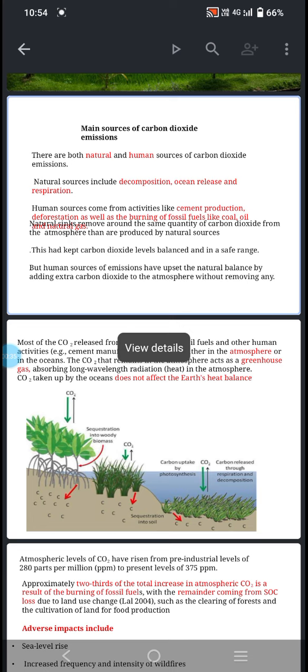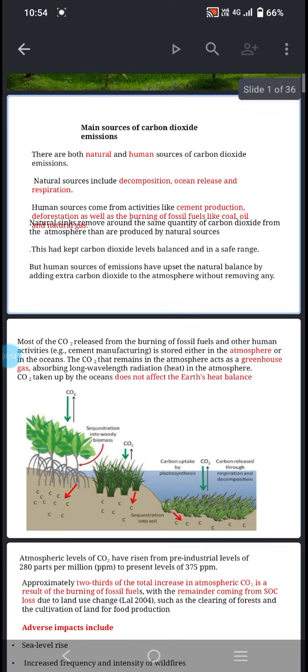Natural sources and human sources are the main sources of carbon dioxide emissions. Natural sources include decomposition of organic manures and synthetic pesticides, ocean release, and respiration of animals. Human sources are activities like cement production, deforestation, and burning of fossil fuels, which includes coal, oil, and natural gas.